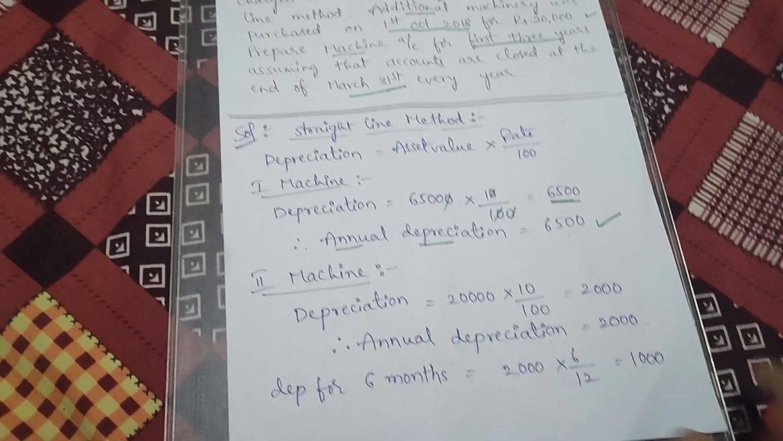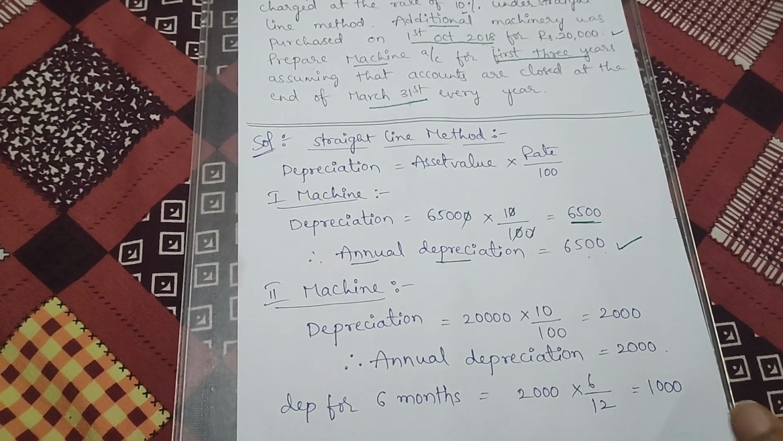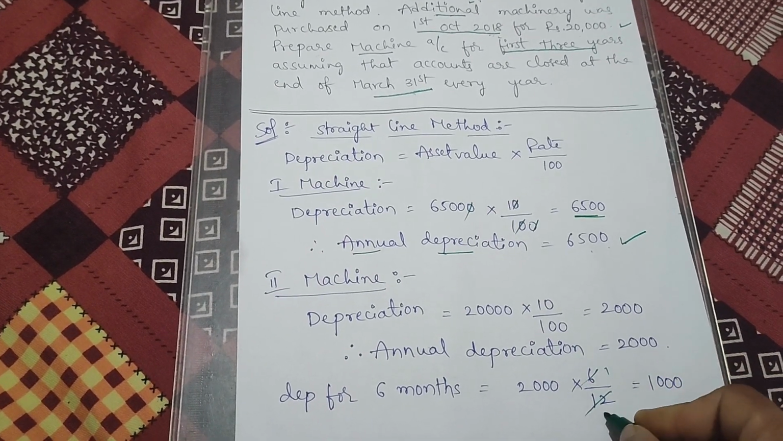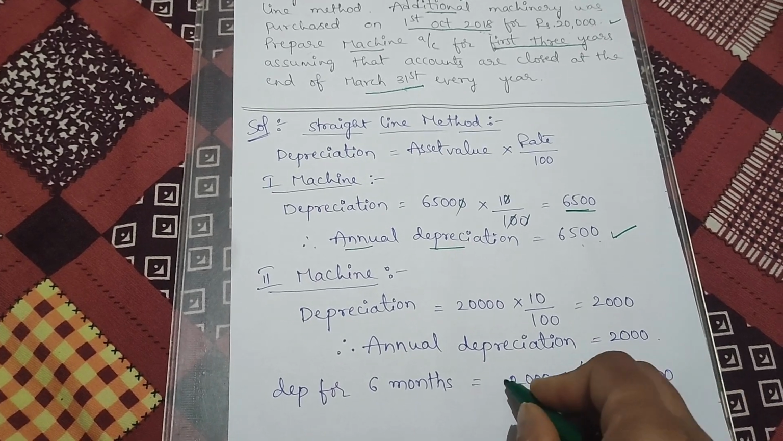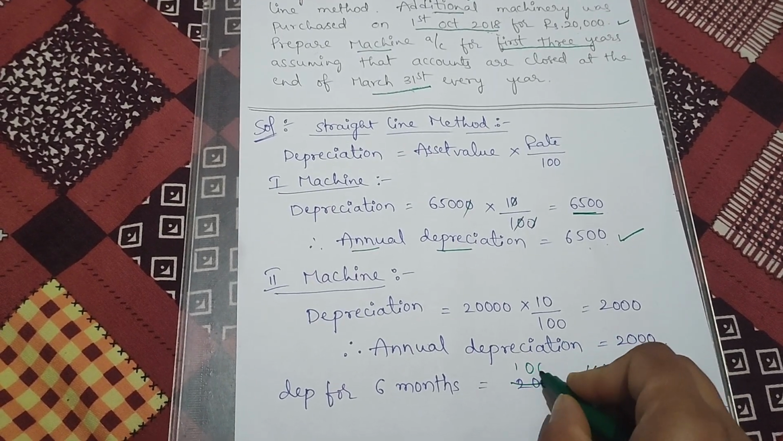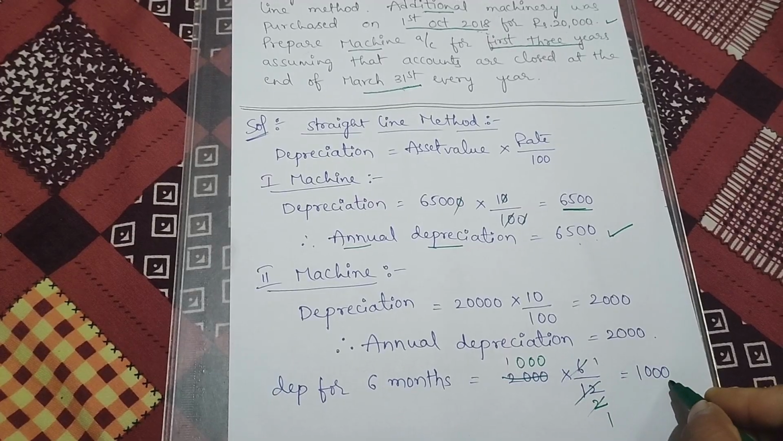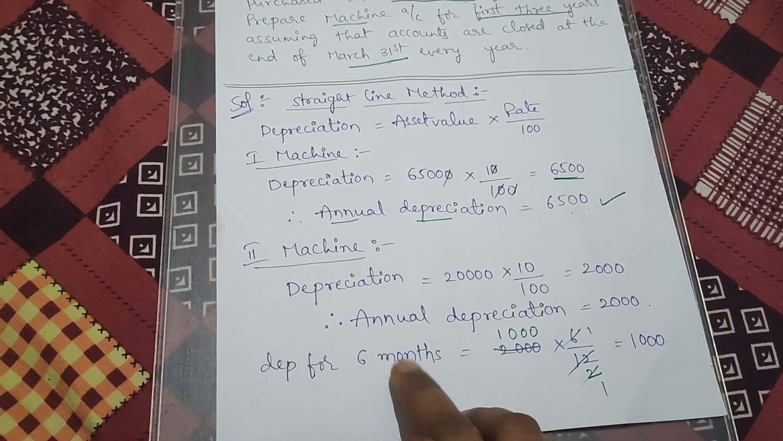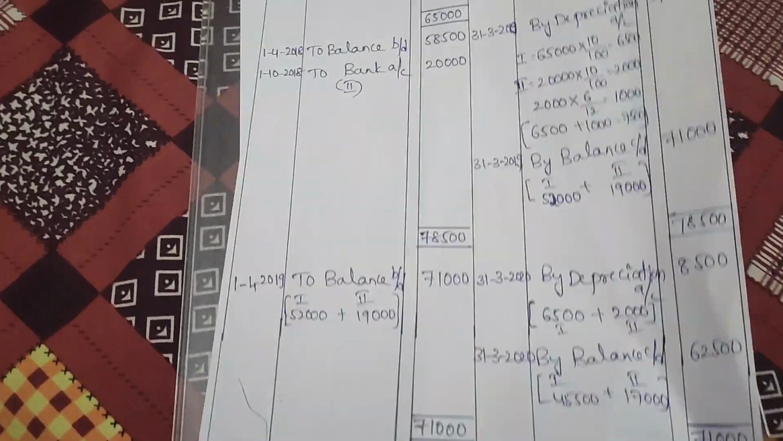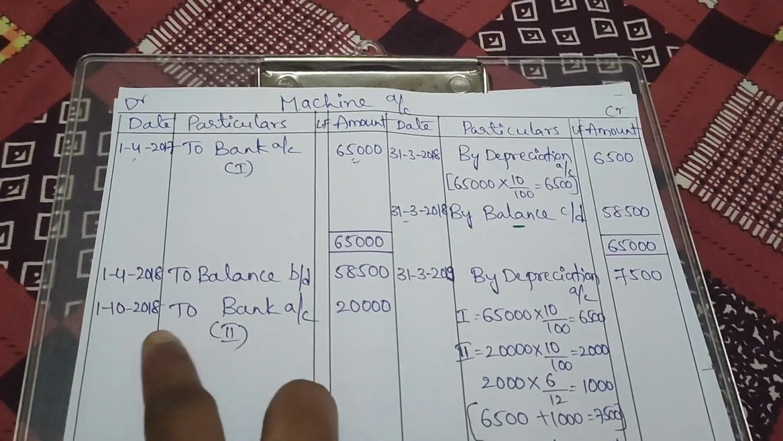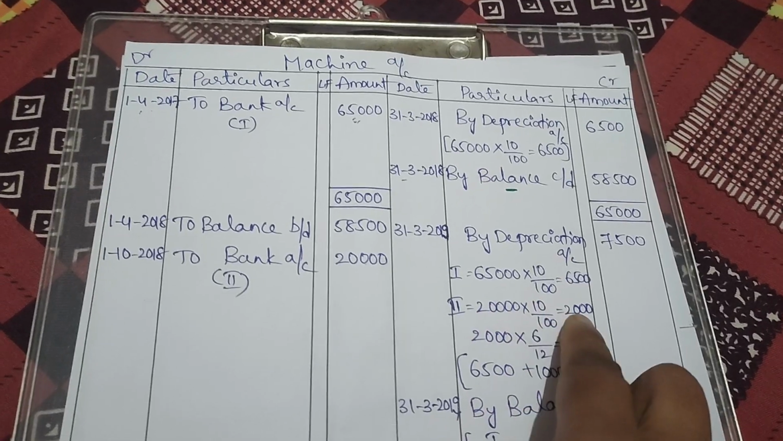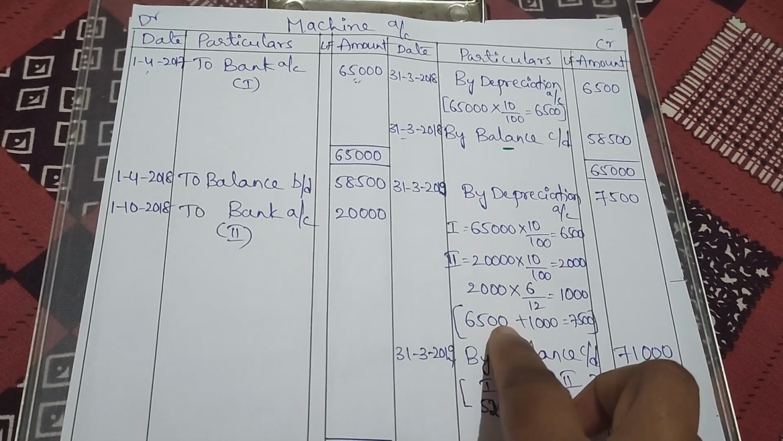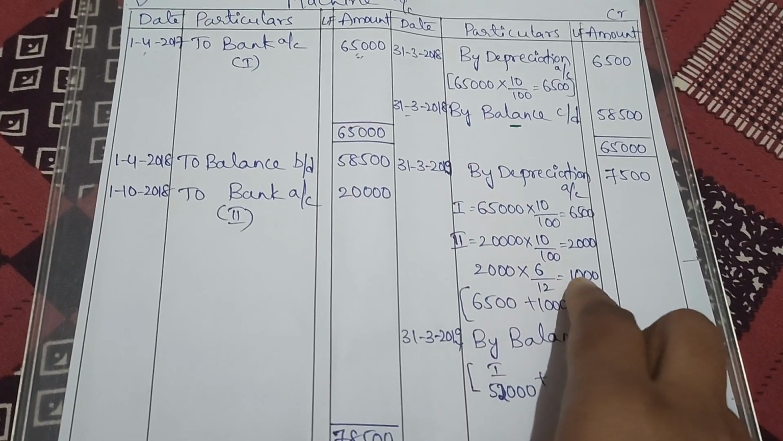So how to do this calculation? 6 ones are 6, 6 twos are 12, so 2,000 divided by 2, that is 1,000 into 1, 1,000. This is how we get 1,000 depreciation for 6 months. So here I have taken for second machine, same calculation I did here. You can see that clearly. So 1,000 I am getting.